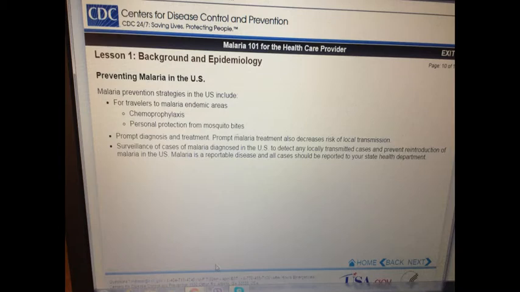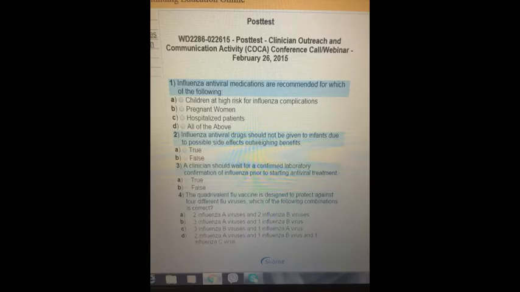Preventing malaria, how can you prevent it? Well, for travel to a malaria endemic area, chemoprophylaxis and personal protection from mosquito bites, such as bug spray and stuff like that, should be able to help you prevent malaria.